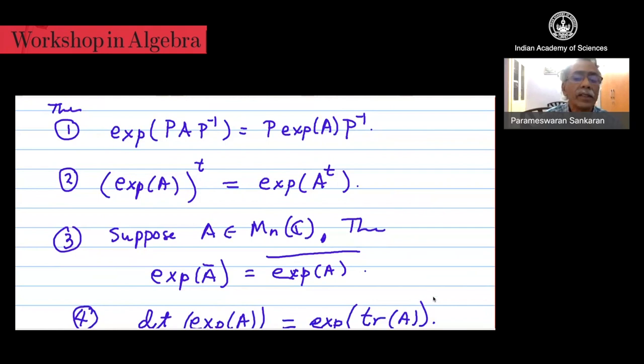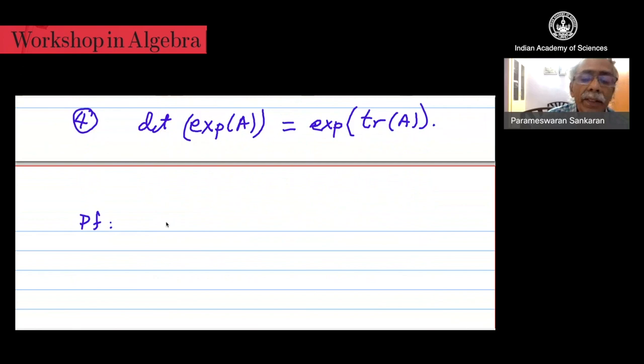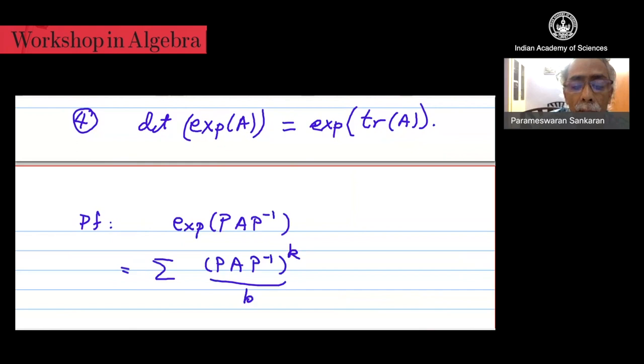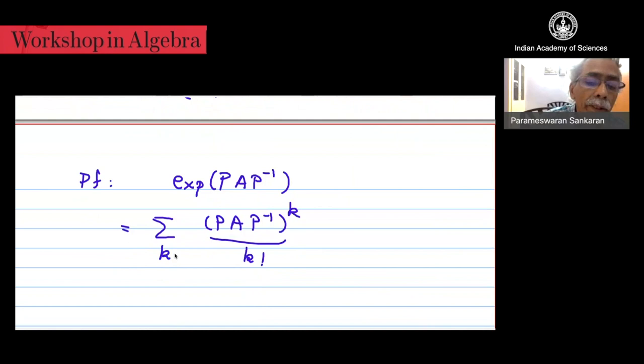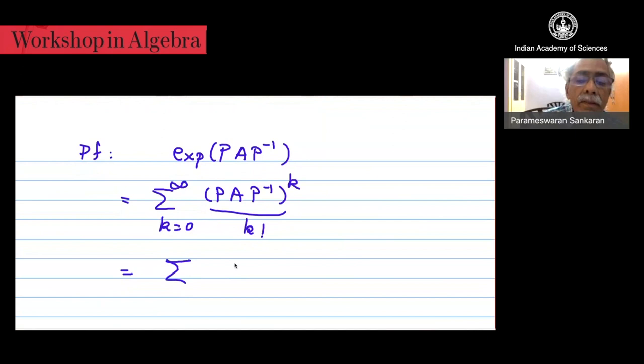Okay, so let us prove this. I will just write a very brief and formal proof. Some steps may require some further explanation, but let me not bother about that. Okay, so what is this exponential of P A P inverse? Just apply the definition. This is equal to the summation of (P A P inverse) power k over k factorial. Okay, I'm not going to write each time k equals 0 to infinity. It's understood. This is equal to, well, (P A P inverse) power k simplifies. You just play with it a little bit and you realize that this is P A power k P inverse.